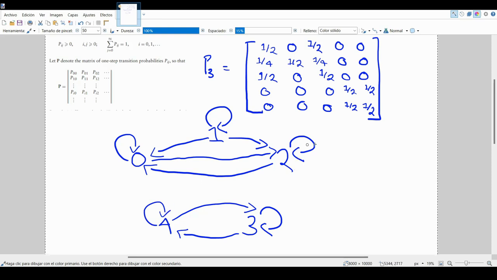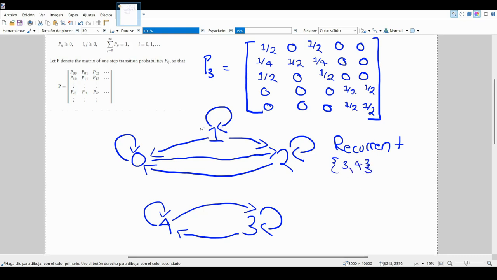So it's pretty clear here that 3 and 4 are recurrent classes because 3 can go back. If 3 leaves, it's going to 4, which will always be able to go back to 3 and vice versa. So we can just write that down as our first recurrent class.